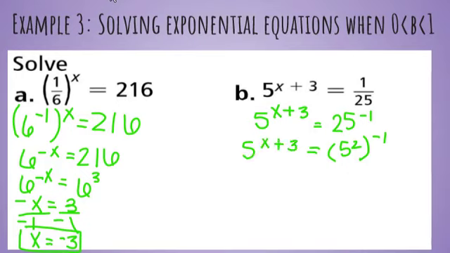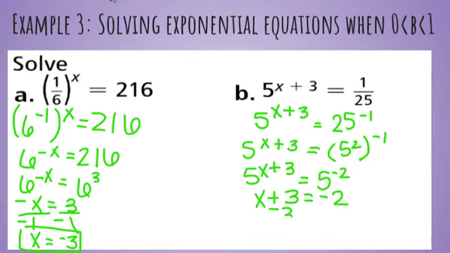So now again, I have a power to a power, so I need to multiply those. So I'm going to bring down my 5 to the x plus 3, and that's going to equal 5 to the negative 2 power. So now that I have like bases, I can set my exponents equal to each other. So we have x plus 3 equals negative 2, and then I'm going to subtract the 3 over. So we get x, these 3's cancel, equals negative 5. So x equals negative 5 is our answer for this problem.